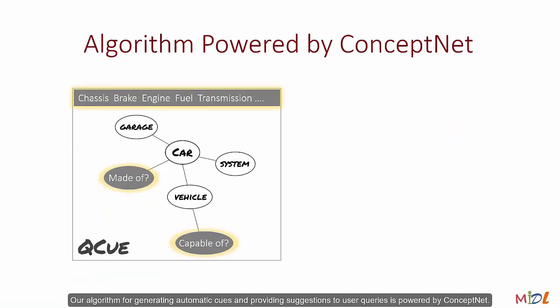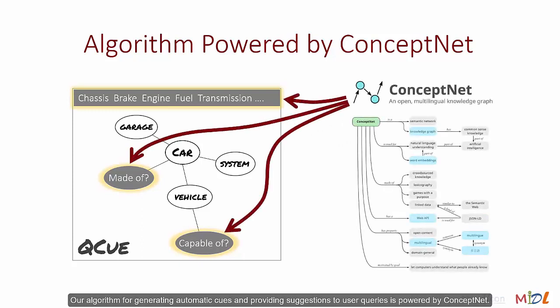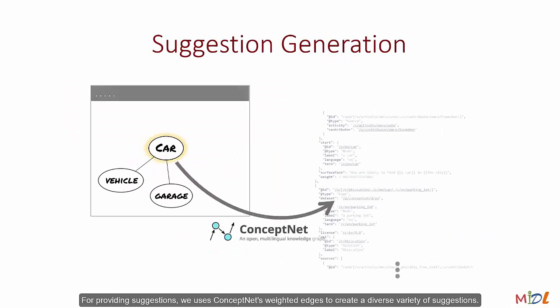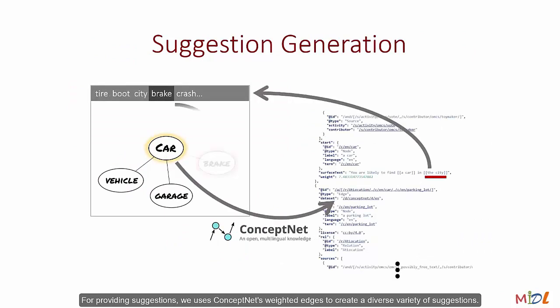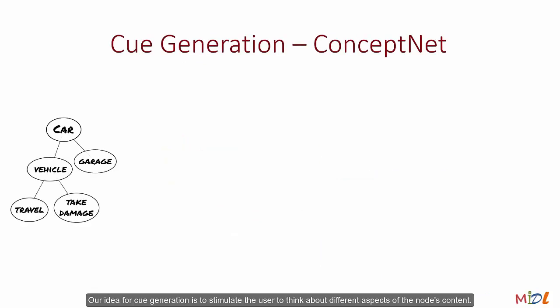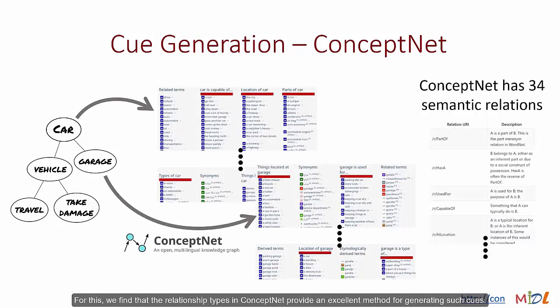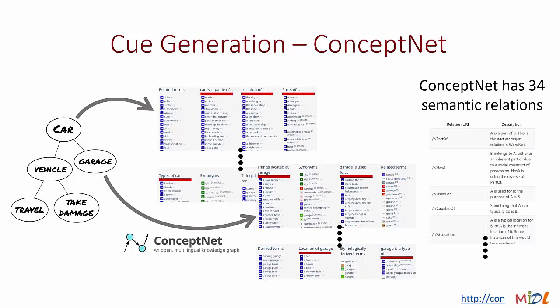Our algorithm for generating automatic cues and providing suggestions to user queries is powered by ConceptNet. For providing suggestions, we use ConceptNet's weighted edges to create a diverse variety of suggestions. Our idea for cue generation is to stimulate the user to think about different aspects of the node's content. For this, we find that the relationship types in ConceptNet provide an excellent method for generating such cues.